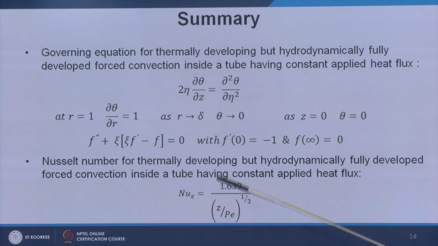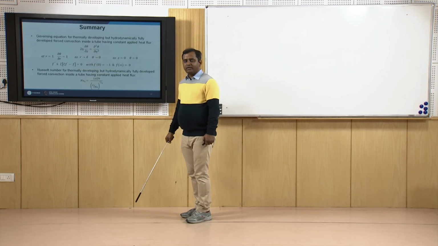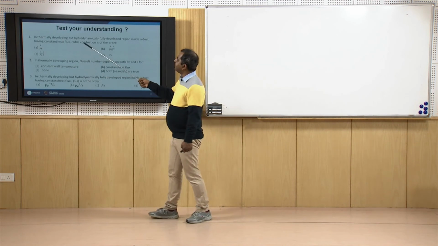We have also proceeded further to show the relationship of Nusselt number with respect to Z. So Nusselt number for thermally developing but hydrodynamically fully developed forced convection inside a tube having constant applied heat flux comes out to be Nusselt number equals 1.639 Z by Peclet number to the power 1/3, okay, which is dependent on Z. So this we have learnt in this lecture. After this, let us see how far you have understood this lecture. Let me test your understanding.